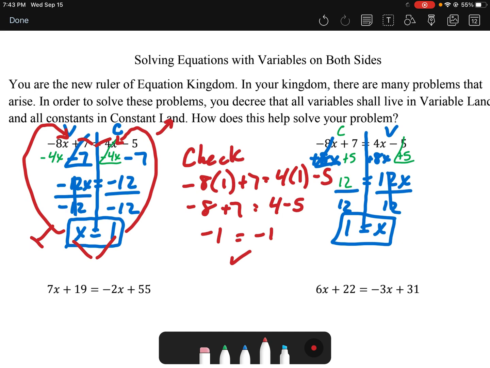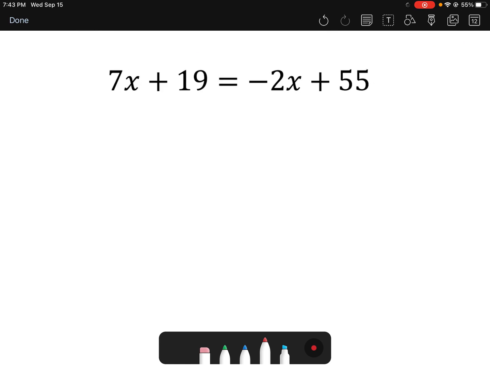Do I have to do it both times? No, just pick one. What I usually do is whichever side will get me a positive number to divide by, a positive coefficient. I usually go that side. You could also just always bring your variables to the left side. It'll always say x is equal to. Doesn't really matter, whatever you want to do. So we can work through these together.